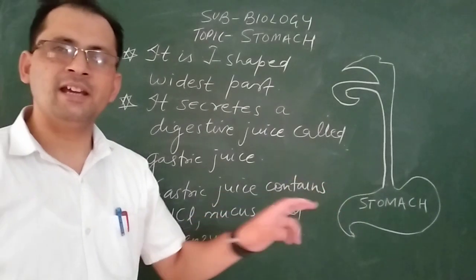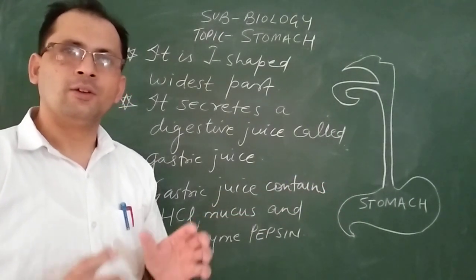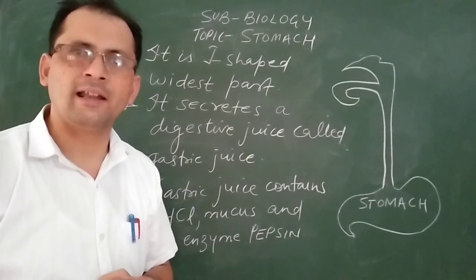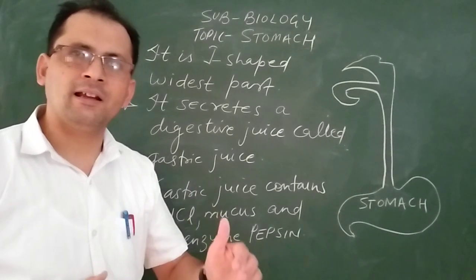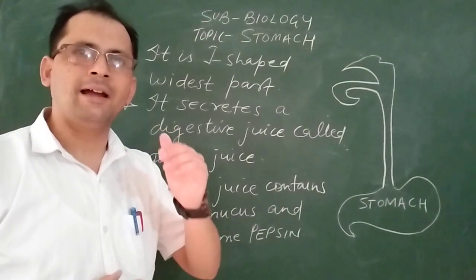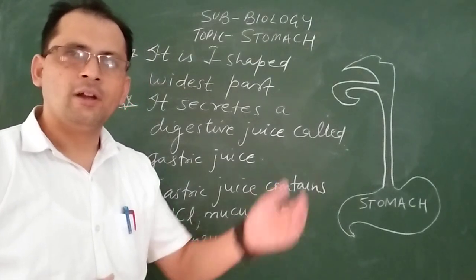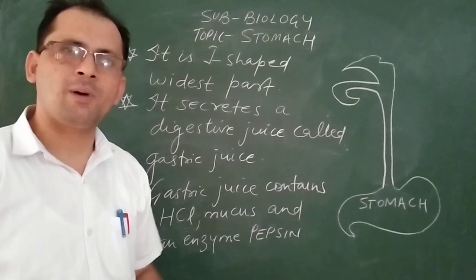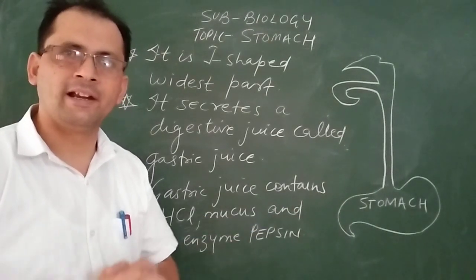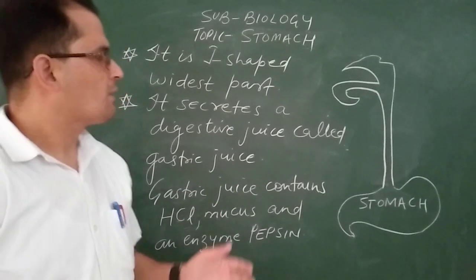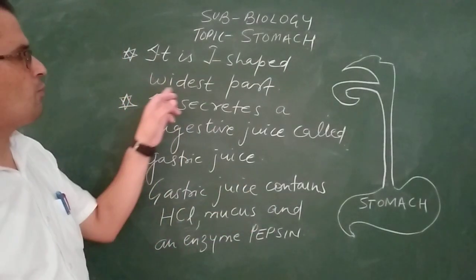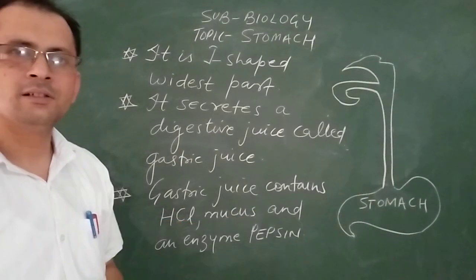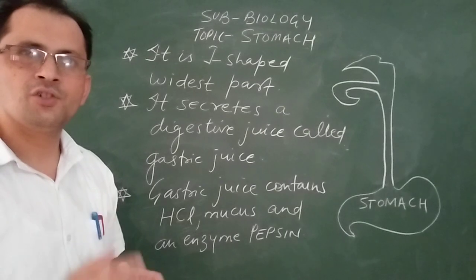It is a J-shaped structure, and you have to remember that it is the widest part of the alimentary canal. The alimentary canal starts from the mouth and ends at the anus. In between, the stomach is present, and this is the widest part of the alimentary canal. Widest means sabse chauda. Now you can see, beta, it is the J-shaped widest part of the alimentary canal. Its structure looks like a J shape.